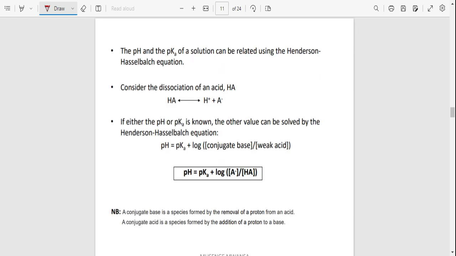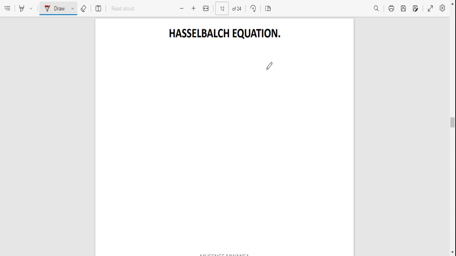Now, when you have the pKa and you also have the pH, you are able to give a relationship between these two quantities. And how do you give the relationship between these two? The relationship between the pKa and the Ka can be given by the Henderson-Hasselbalch equation. So that just comes from what we have here. Now, let's derive how you get the Henderson-Hasselbalch equation.